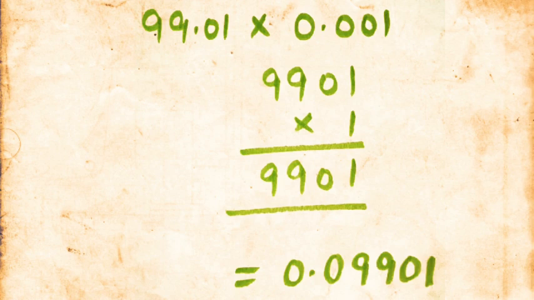So now count the decimal places in the multiplicand as well as in the multiplier. 1 2 and 1 2 3, total decimal places are 5, so we have to leave the 5 digits from the back. 1 2 3 4 5. Here there were only 4 digits, but we have inserted 0 from our side because we need 5 decimal places. So leave the 5 digits from the back, then insert the decimal. The answer is 0.09901.